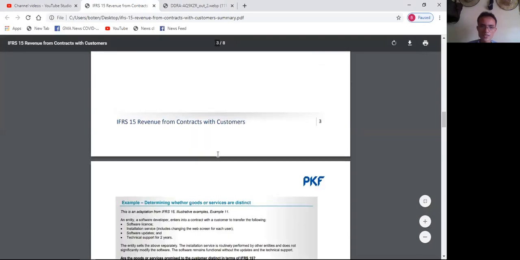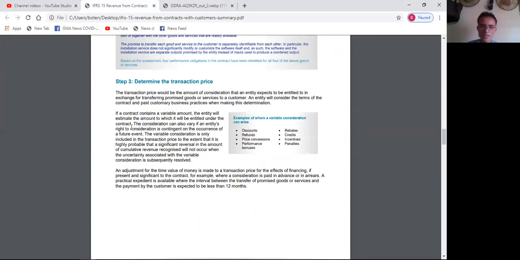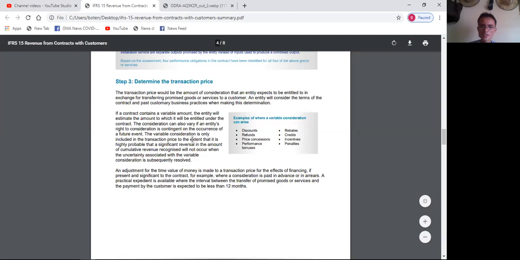Now, for step 3, which is to determine the transaction price, we just have to remember that the transaction price is basically the amount of consideration in a revenue contract. So this is in exchange of the promised good or service. The performance obligation could be the goods to be delivered or the service or services to be performed. And then it is also part of the contract as to the terms, meaning is it on account?